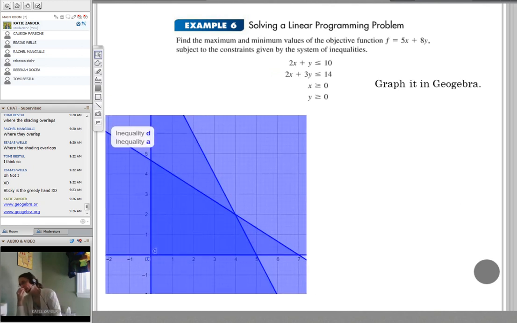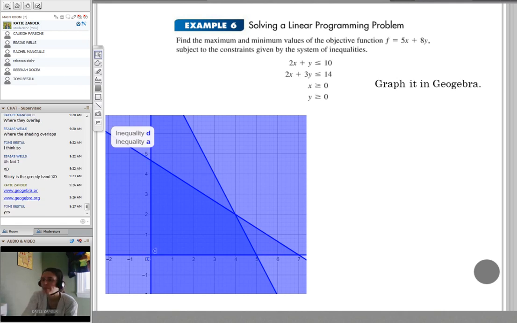Okay, does everybody get the same kind of feasible region that you see on the board there that I threw up from my GeoGebra screen? We can see the feasible region because it's the darkest blue. The darkest blue in the middle here is the overlapping of all the shaded parts. So we need to find the feasible points or the vertices.